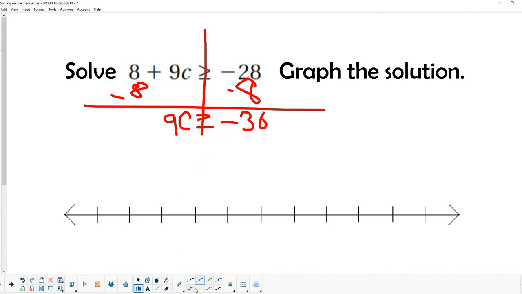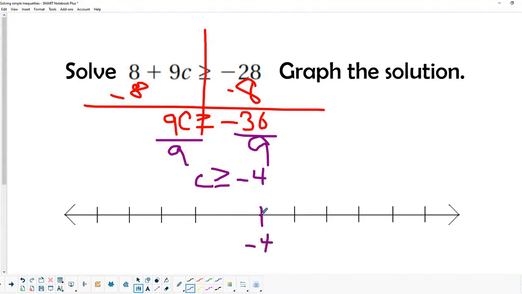Now in this case we have to divide to solve, but the number we're dividing by is a positive number. And if it's a positive number, the inequality sign will not change directions. It's only if you're dividing or multiplying by a negative number. Now it doesn't matter if this number on the other side is negative, that doesn't affect the arrow. So negative 36 divided by 9 is just negative 4. So let's just call this negative 4 down here. We're going to color that in very carefully because it's greater than or equal to, and all the numbers greater than negative 4 are off to the right of negative 4.